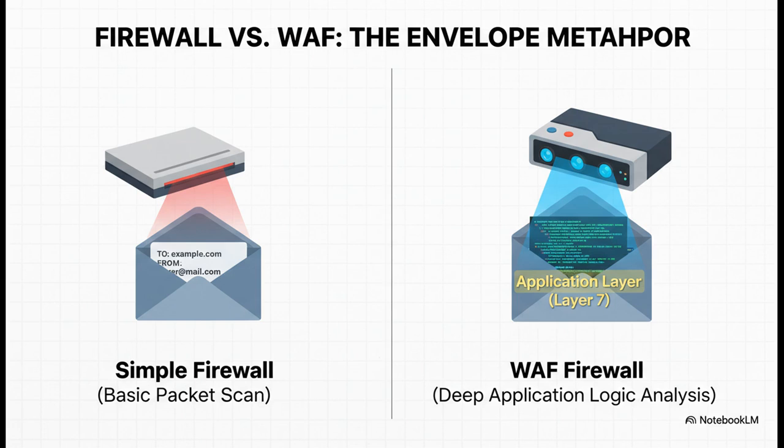You see, a traditional firewall is kind of like a mail sorter that only looks at the to and from addresses on an envelope. But a WAF? Oh, a WAF operates at the application layer. That means it can actually open that envelope and read the letter inside. It understands web languages like HTTP and can analyze the actual content of a request to figure out if it's trying to do something sneaky or harmful.